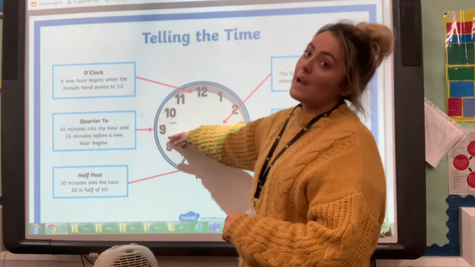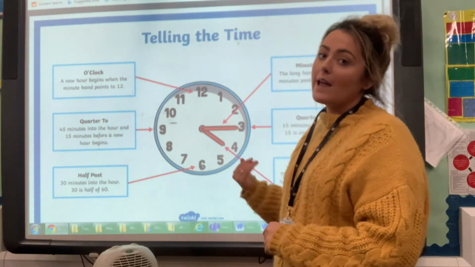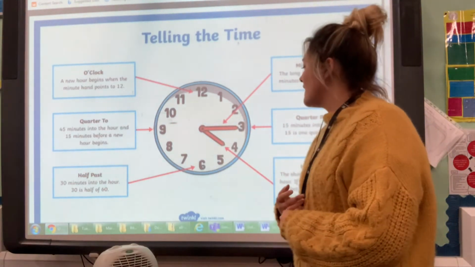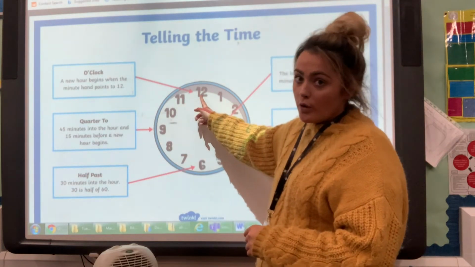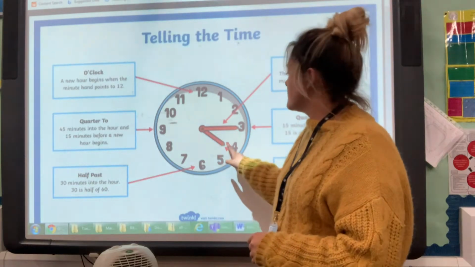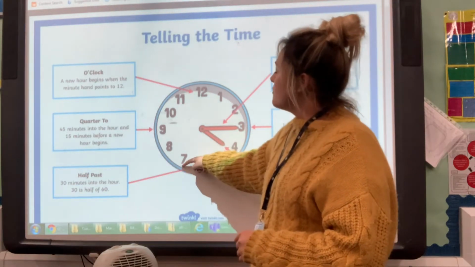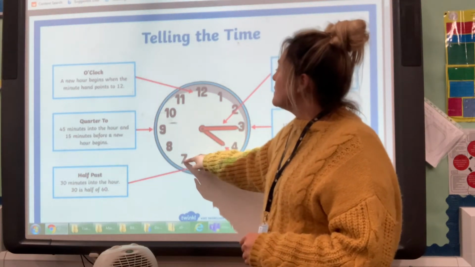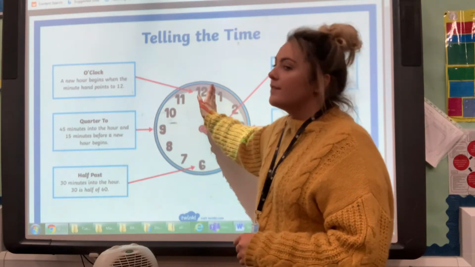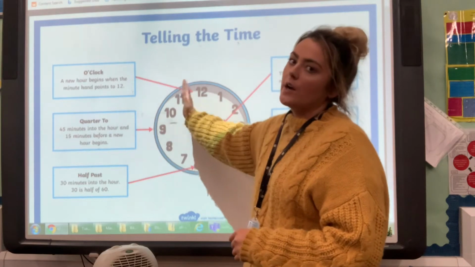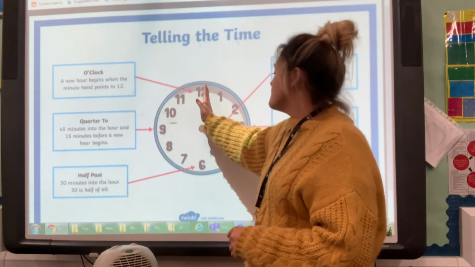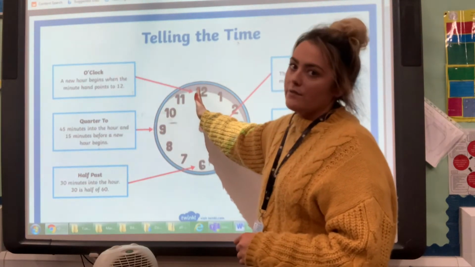After we get past halfway, it's actually closer to the next hour. So how we would read it is we would say 25 minutes to the next hour on the clock. In this case, the next one would be 5. So if the minute hand was here, it would be 25 to 5. Then we go 20 to 5, quarter to 5, 10 to 5, and 5 to 5.